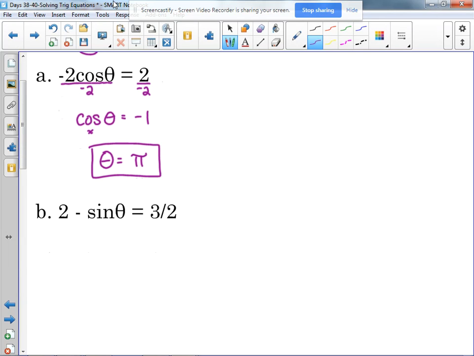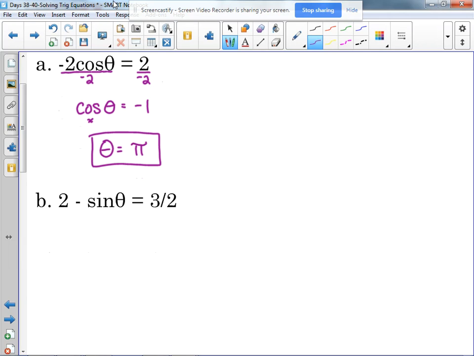Okay. All right, another example. Let's look at one involving sine. 2 minus the sine of theta is equal to 3/2. So this one's a little different than the first one. It's not a coefficient in front of the trig function. We are actually adding 2 to the negative sine. So we need to start by subtracting the 2 from both sides. 3/2 minus 2 would be -1/2. Use your calculator if you need to.